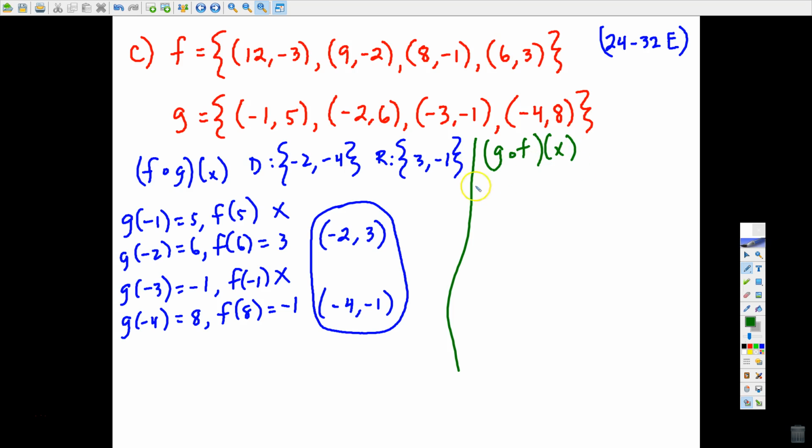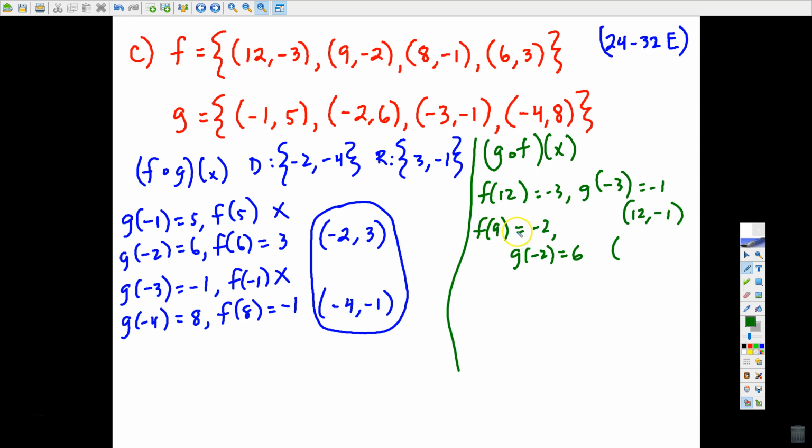Okay, start evaluating the f function. F of 12 is -3, so g of -3 is -1. So that's 12, original input, -1. Okay, f of 9 is -2. So now let's do g of -2, and that's 6. So that gives me 9, 6. All right, let's keep on going.